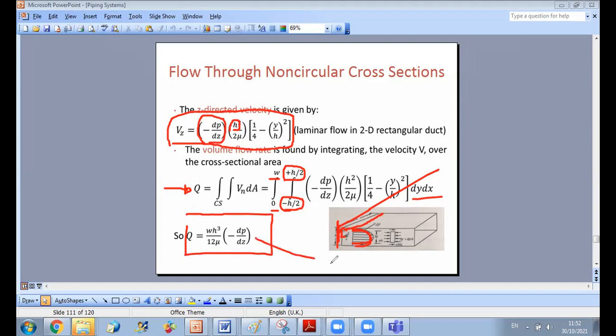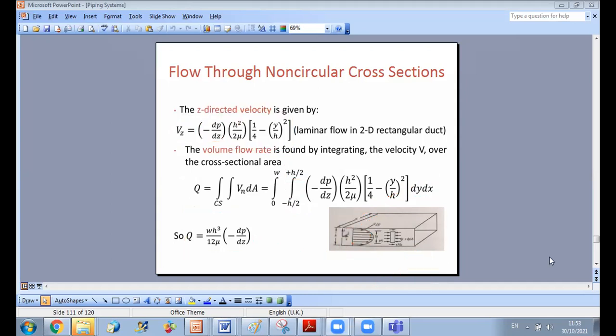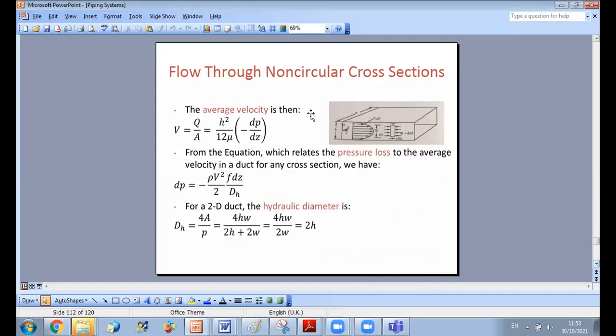From here we can get V average. Meaning after we get Q, V average is calculated as Q over A. Okay. Now, after getting the value of the average velocity, and the expression of the average velocity, we can, as we did with the previous strategy, link the pressure drop to the friction factor.